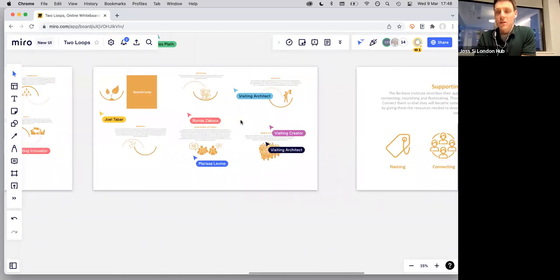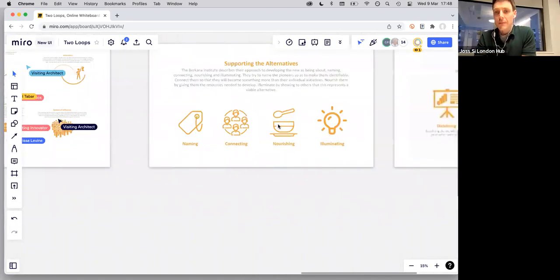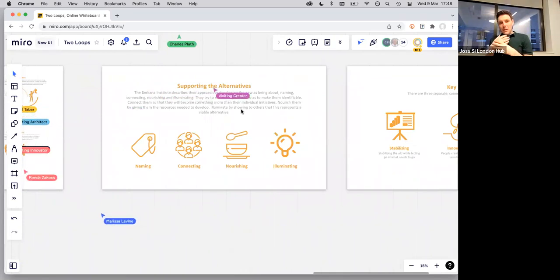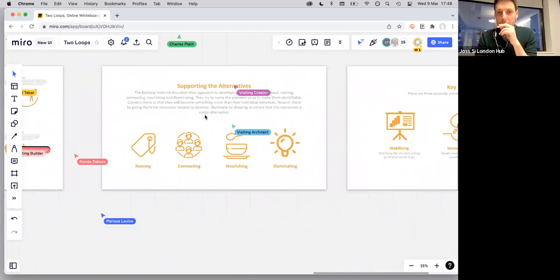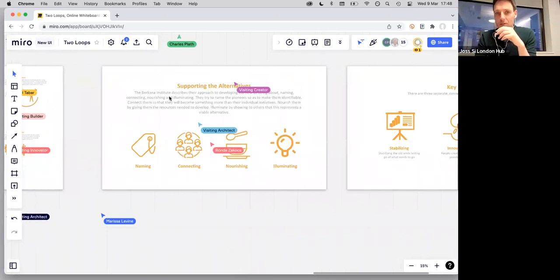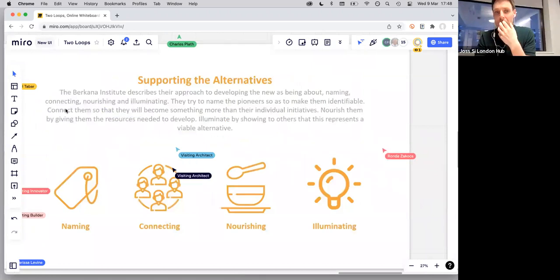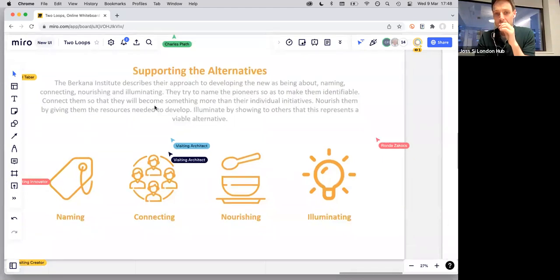So that's the two loops. We'll look at them now in the canvas. Margaret Wheatley and Deborah Frieze, who came up with this at the Berkana Institute, also highlight some ways that we may enable this process to happen, and what we should be doing at each stage. We're going to look at it down below in a minute, but this is about supporting the new. Their approach to developing the new is about naming, connecting, nourishing, and illuminating.